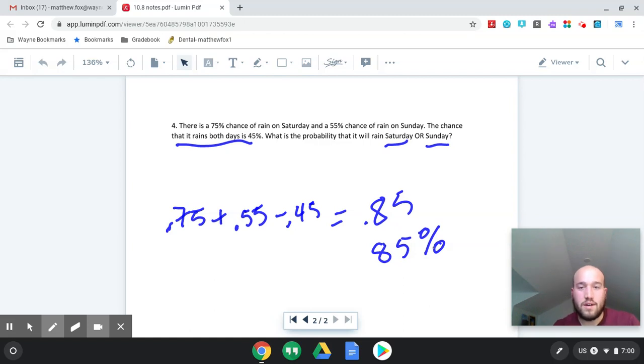Now, don't worry. Those are just random numbers I came up with. Hopefully, it looks like we're going to have some nice weather this week.